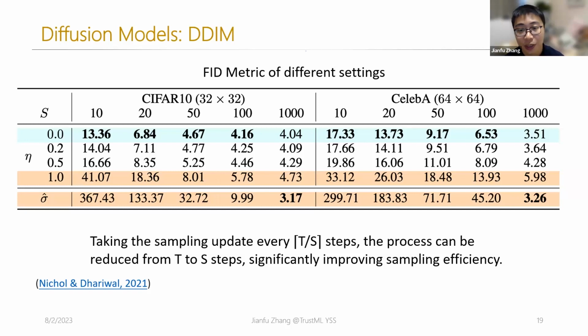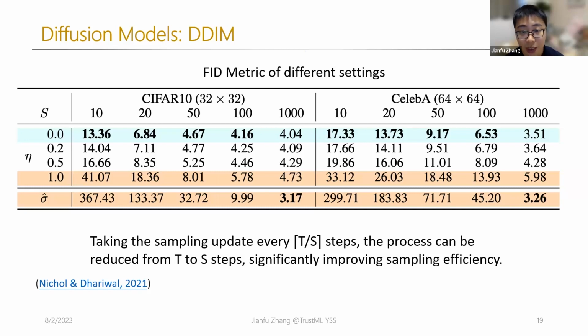To address this challenge, one simple and effective approach is to employ a strategic sampling schedule by taking the sampling updates every T over S steps. The process can be reduced from T to S steps, significantly improving the sampling efficiency.